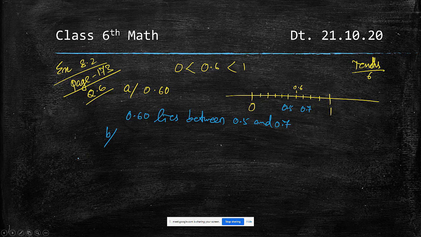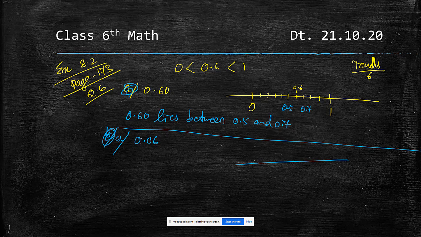Any doubts? Sir, wasn't the question like 0...? Oh, the question was wrong. Okay, so we will change this one. Our question is 0.06. Okay, we will check for this one. If it is 0.60, then it lies between 0.5 and 0.7, correct?